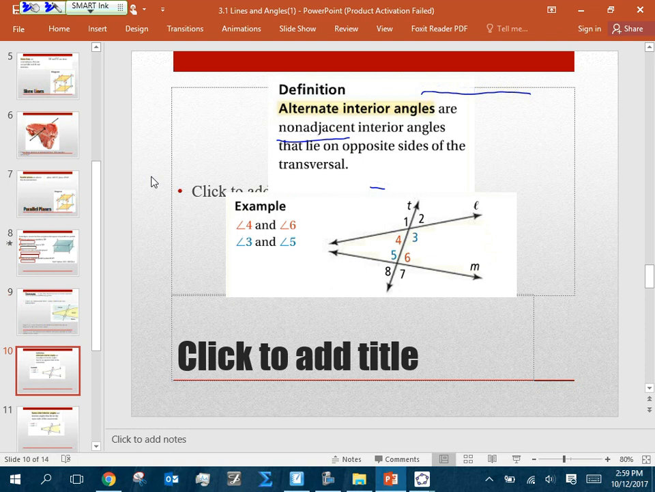Angles 3 and 5 are also a pair of alternate interior angles. I visualize it as diagonals of one another. 4 and 6 are diagonal from one another, and 5 and 3 are diagonal from one another. Those are alternate interior angles. What do you think you would call angle 1 compared to angle 7? Good, alternate exterior.